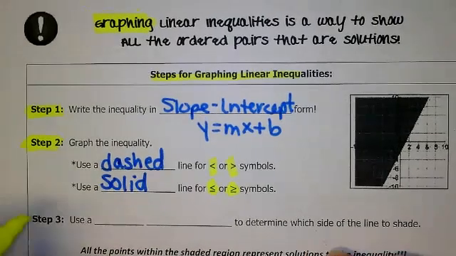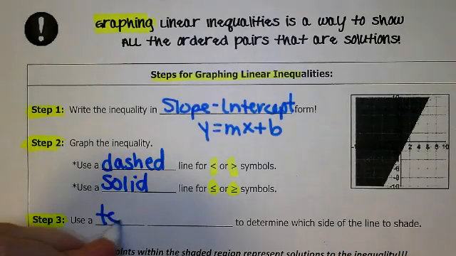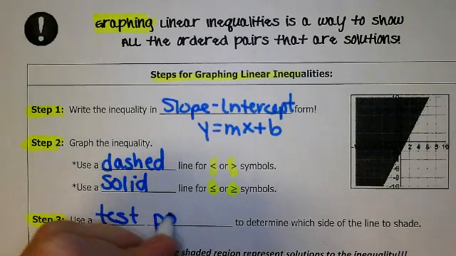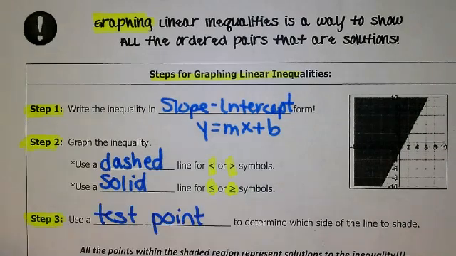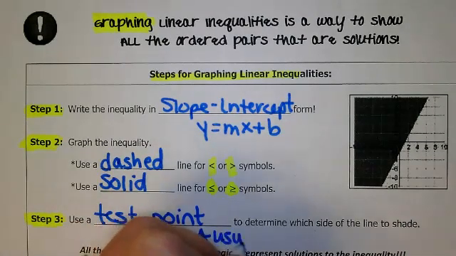Okay. And you know, with math, we like to confirm. So we are going to use a test point. Typically, most people stick with 0, 0. Why? Because it's easy to work with.